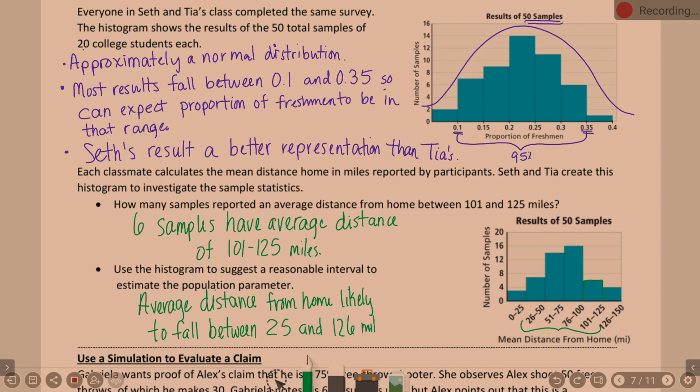And again, keep in mind, these are already averages, right? These are already averages here.